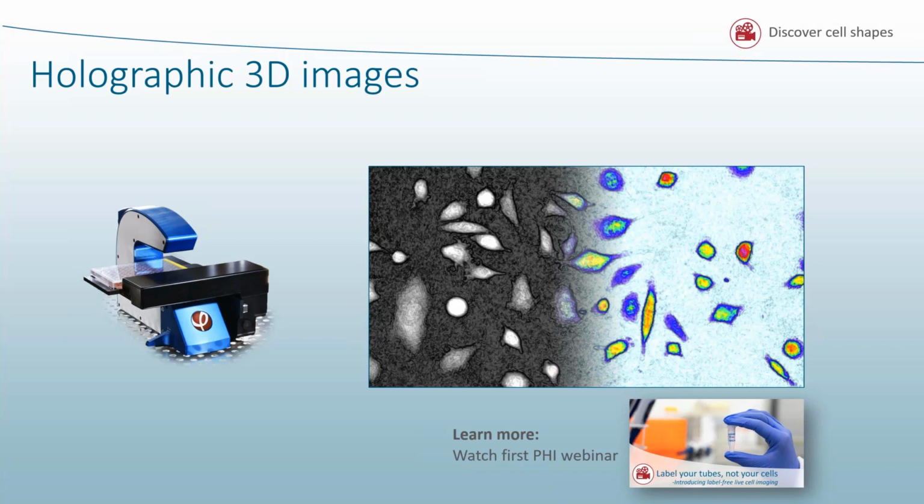But every picture I show you from here on is generated based on the phase shift of the cell, based on this little delay of the light. Every color you will see in every movie and every picture I show, we put on to show thickness of the cells. In the example image here, we got yellow as the thickest part of the cell and purple as the thinnest part of the cell. If you want to learn more about the technology, you can watch the first PHI webinar, Label Your Tubes, Not Your Cells.